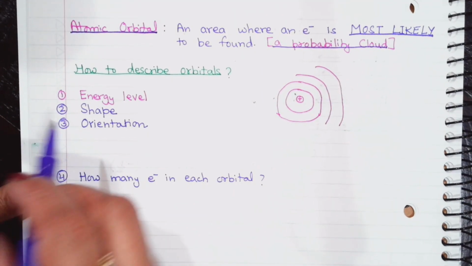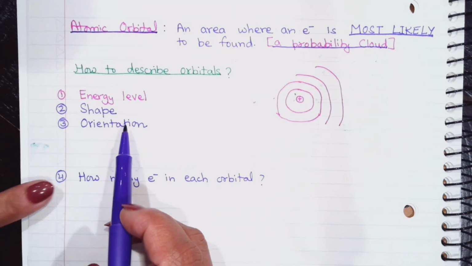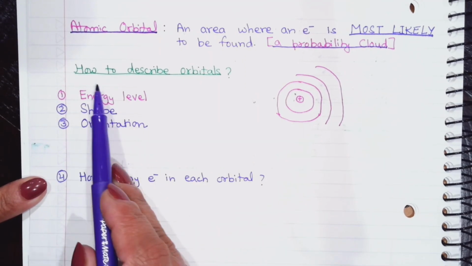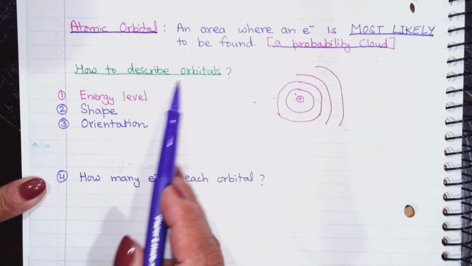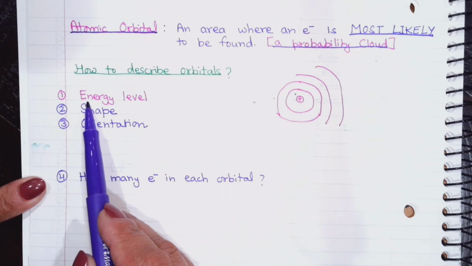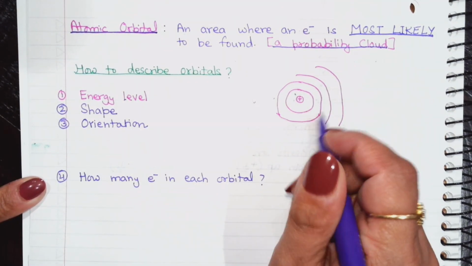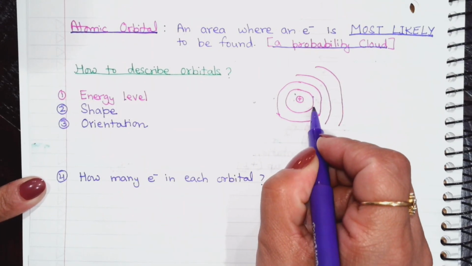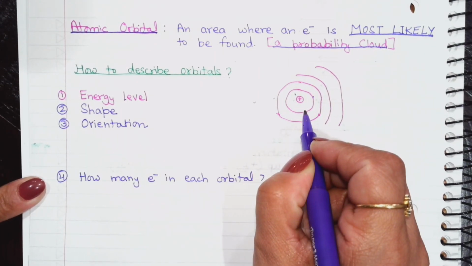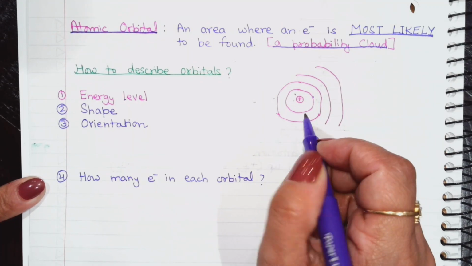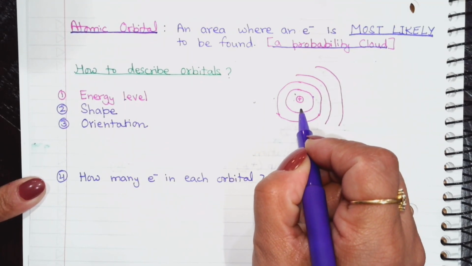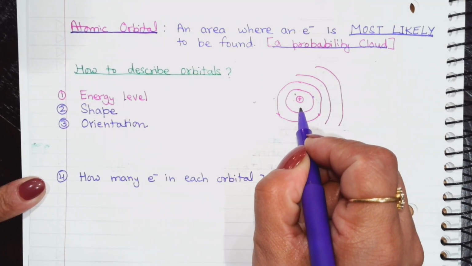Now we need four things to describe an atomic orbital. So how do we describe these orbitals? We need four things. First is the energy level. Energy level is basically these shells where electrons are found. The first and most important thing is we need an energy level, so which energy level the electron is located in.